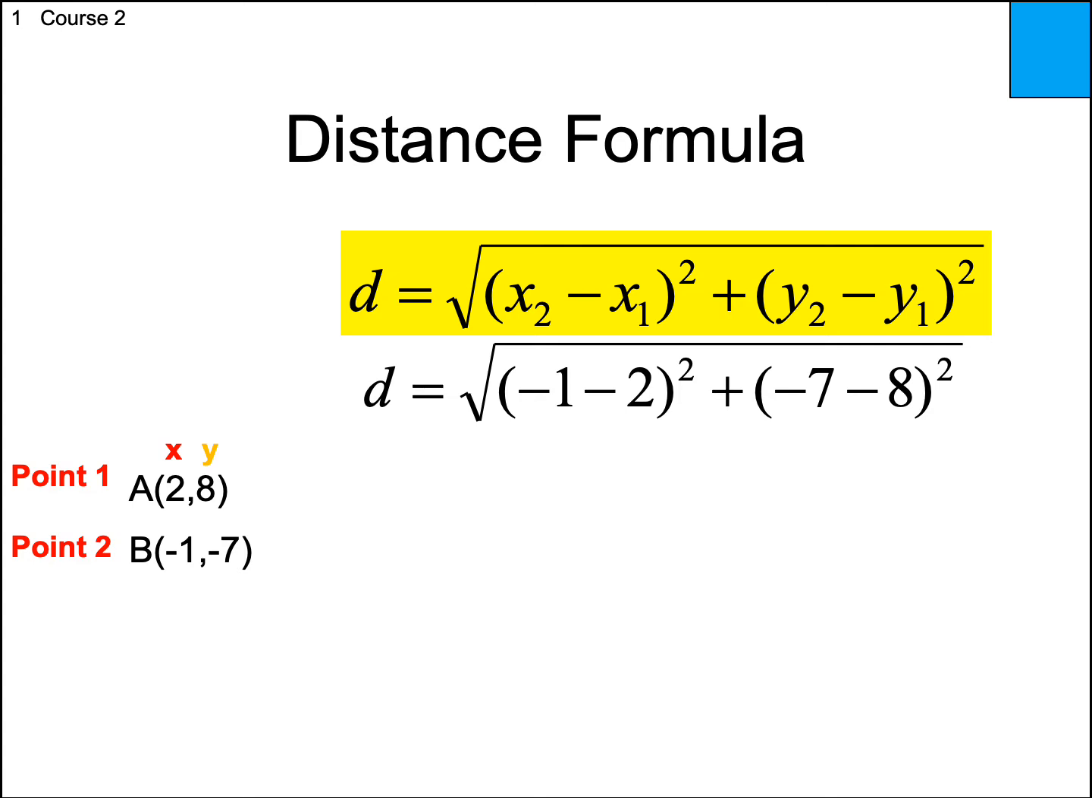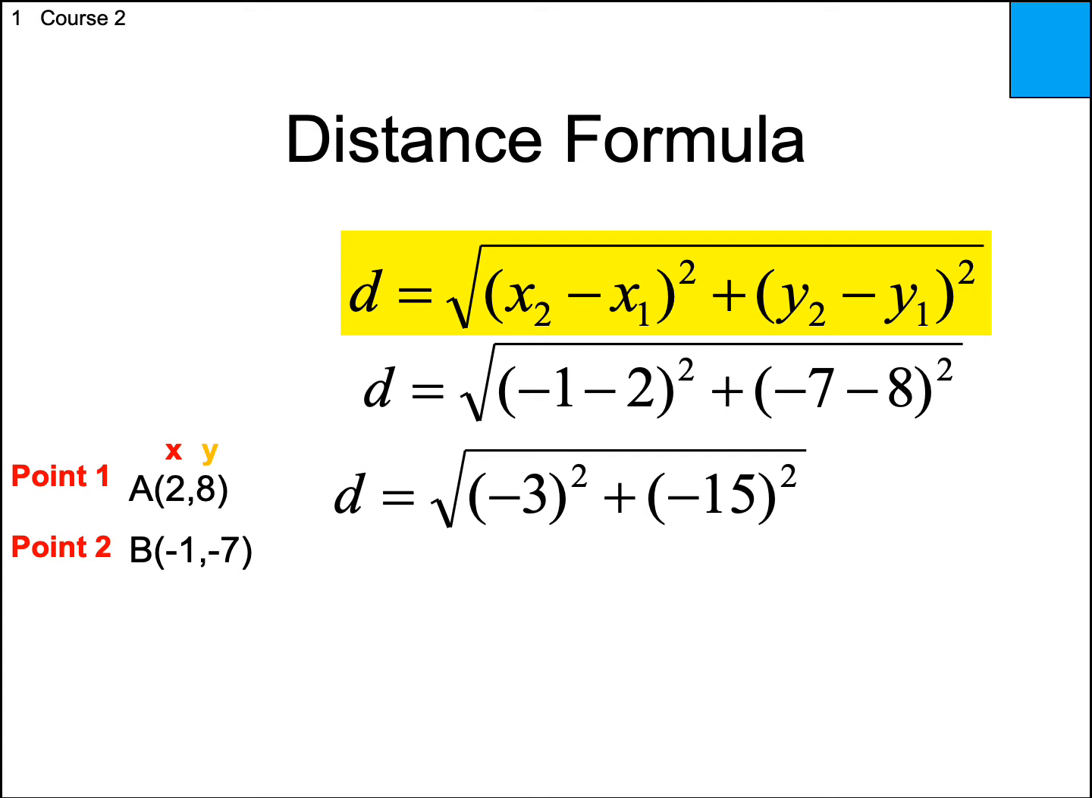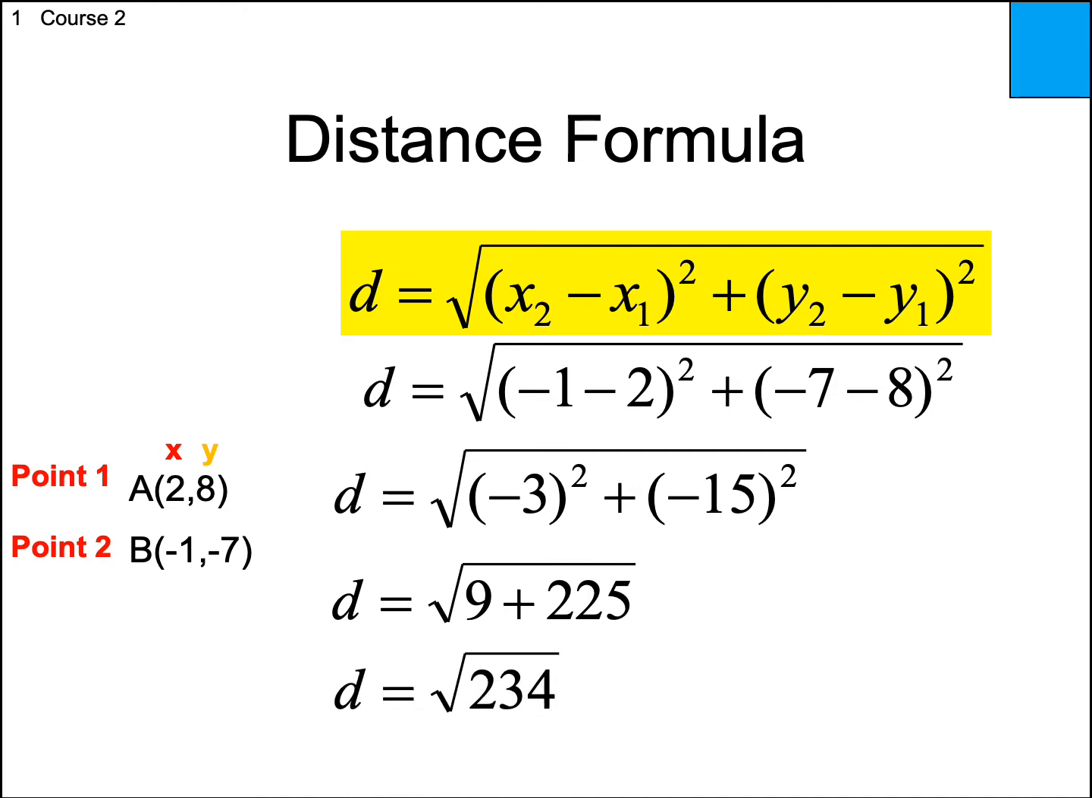Minus 1 minus 2 is minus 3. Minus 7 minus 8 is minus 15. Square both of those, we would get 9 and 225. Add them together, and then take the square root. All right, the key to doing this correctly is looking at the formula.